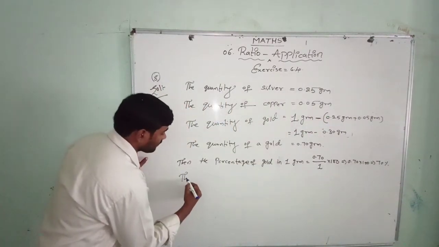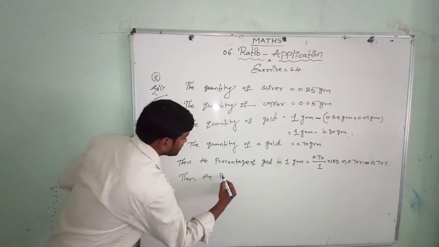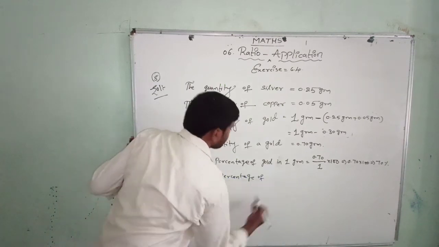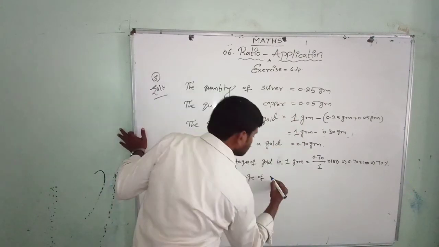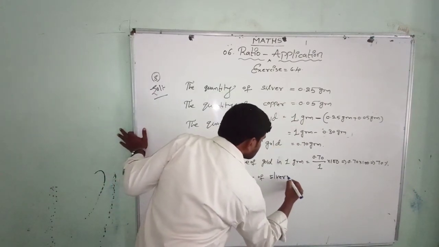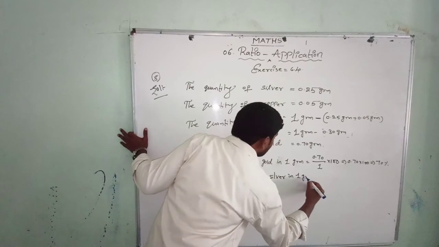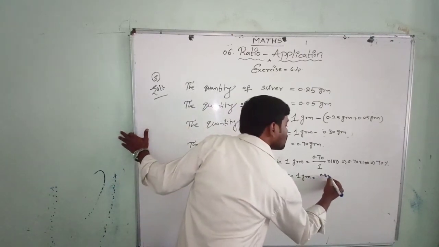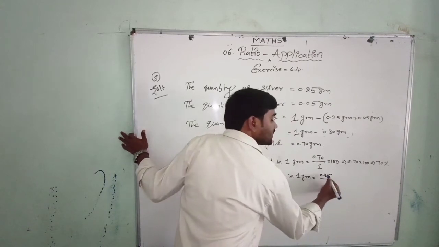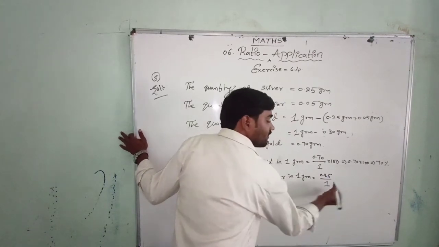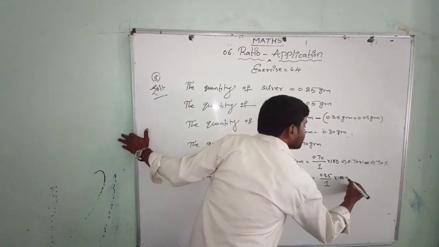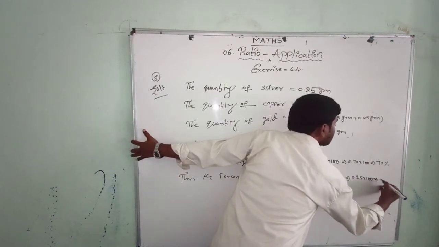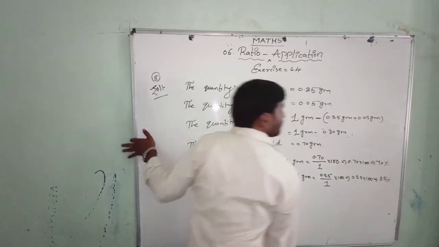Then the percentage of silver we will find out. Silver in 1 gram: how many grams? In 1 gram there is 0.25 grams of silver. Then, total in 1 gram into 100%, that is equal to 0.25 into 100, that is equal to 25%.